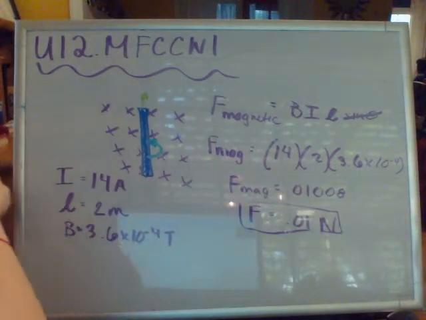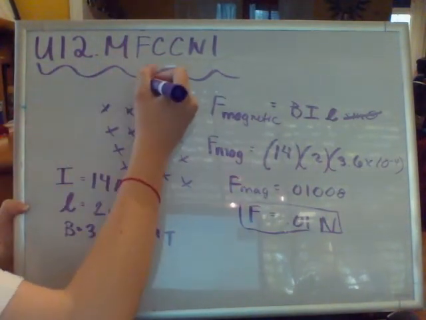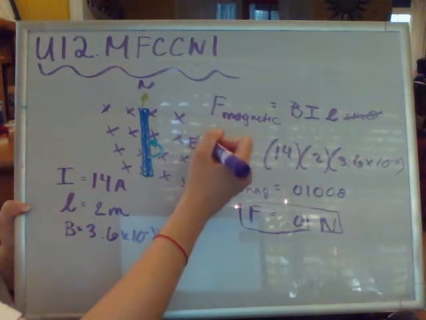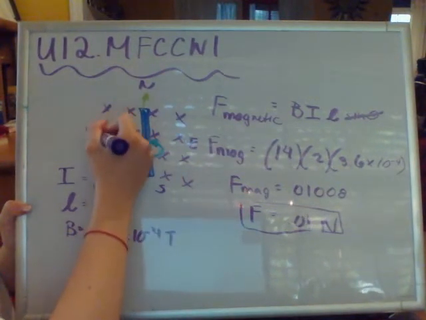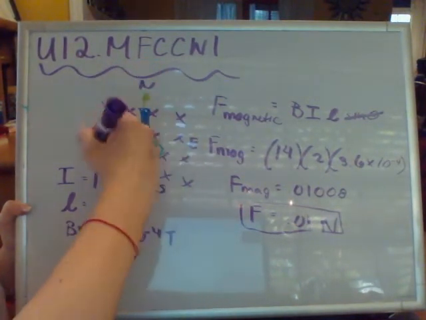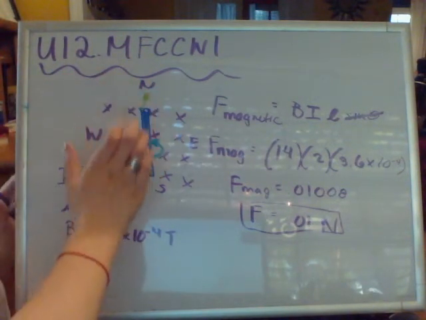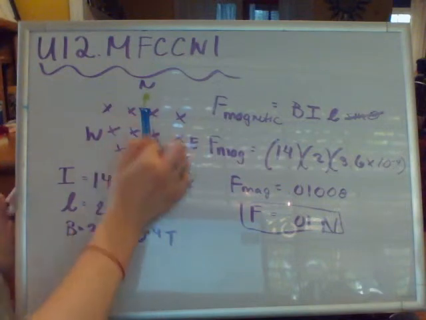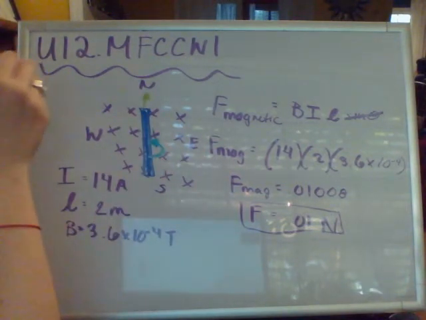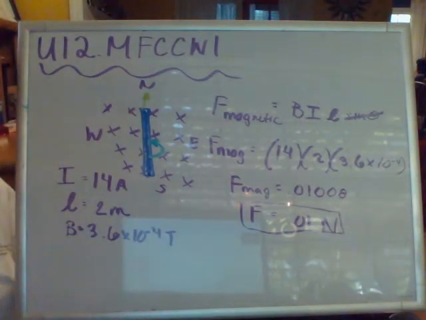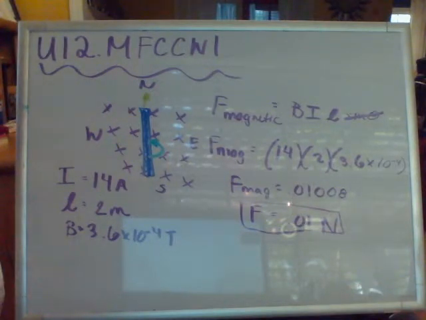And then we have the direction, which is, we're going to call this north, east, south, and west. So our force is going to be going to the west because it's pointing this way. And that is how you calculate the magnitude of the force and the direction of the force on a current carrying wire in a magnetic field.